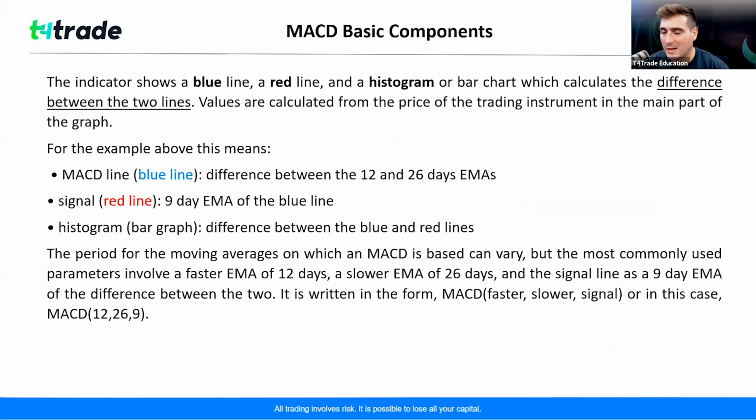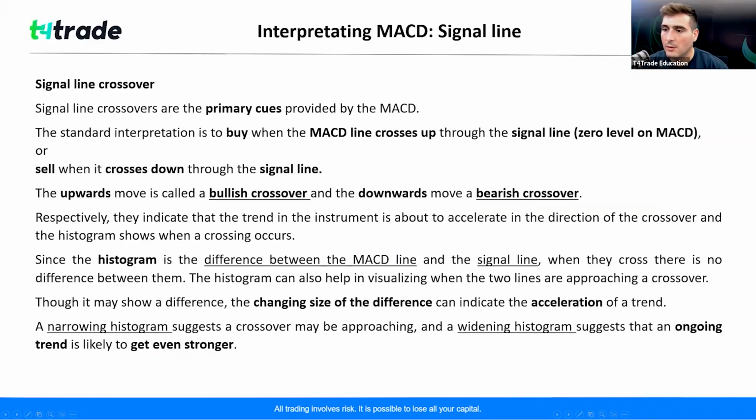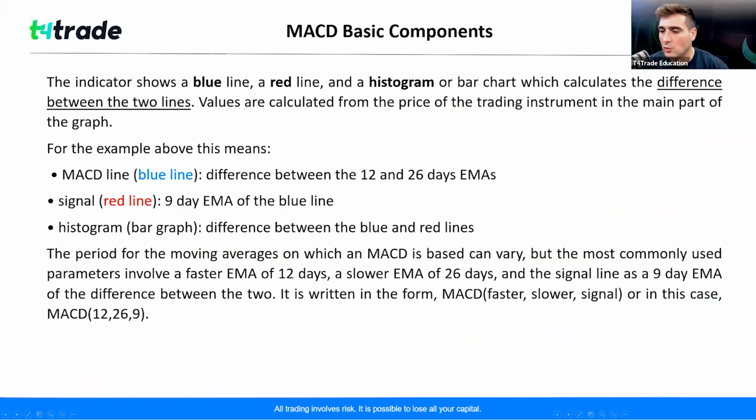So let's go back to, let me see what else do we have here. Technical narrative, but we have to go through it, and then we go on a live environment. So again, recap. The indicator shows a blue line and a red line, and the histogram, we covered this. We calculate the difference between two lines. We're talking about the MACD line here. Values are calculated from the price of the trading instrument in the main part of the graph, and so on.